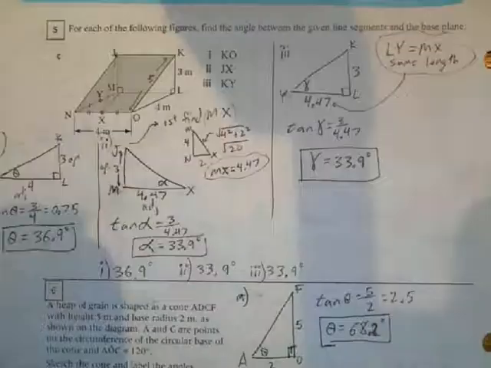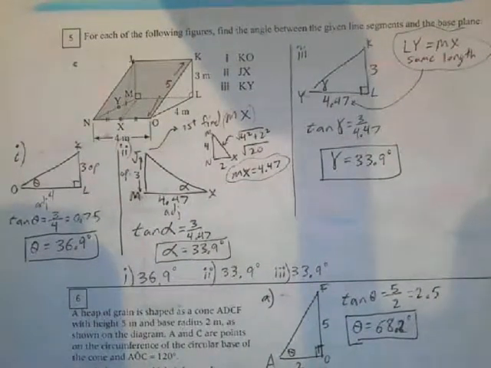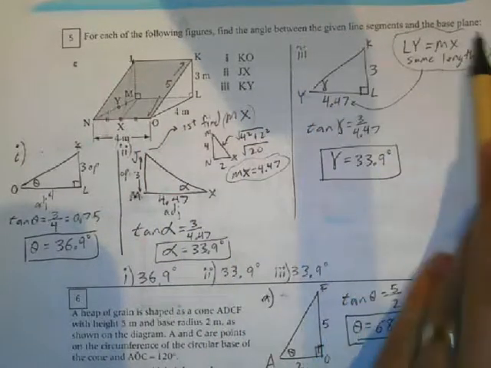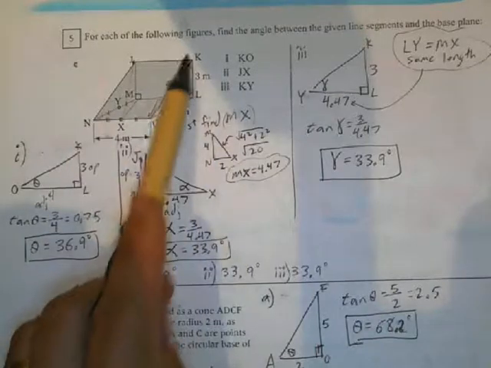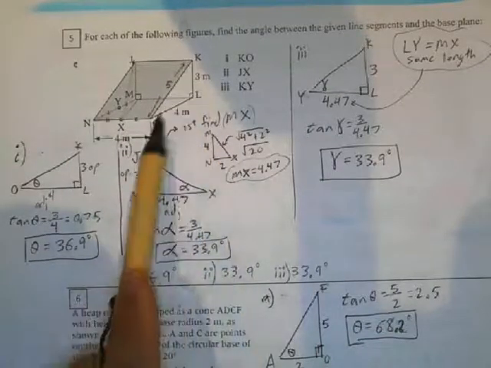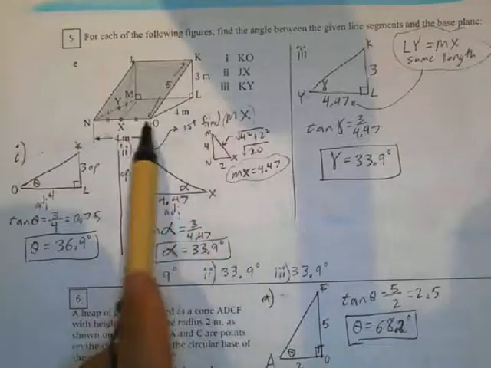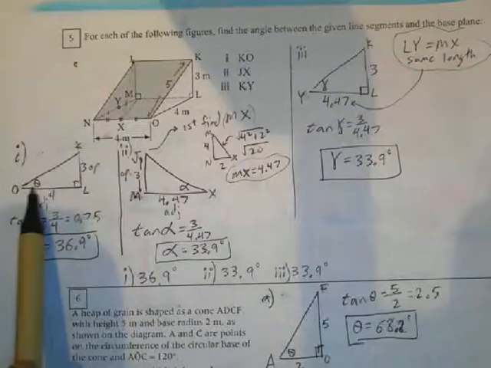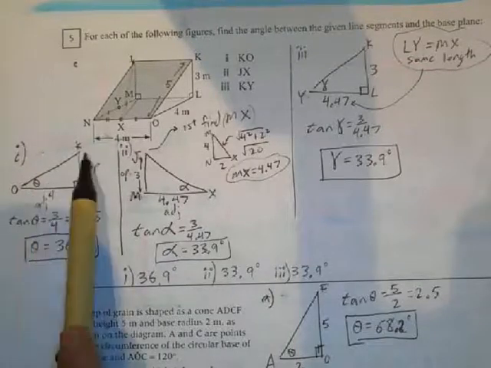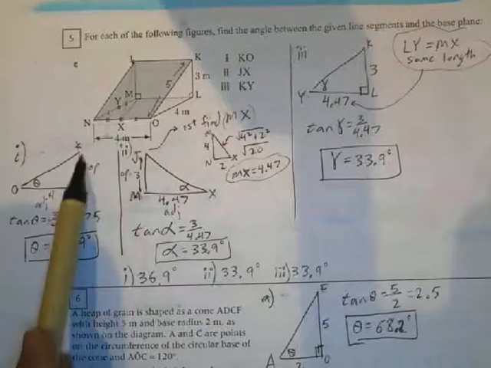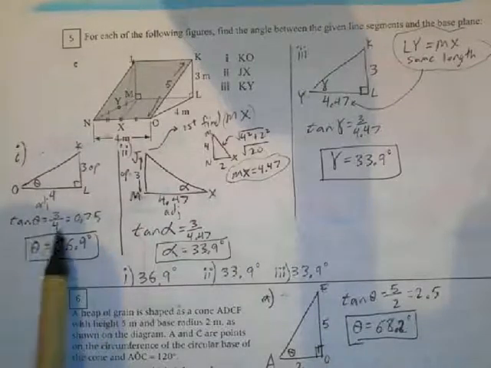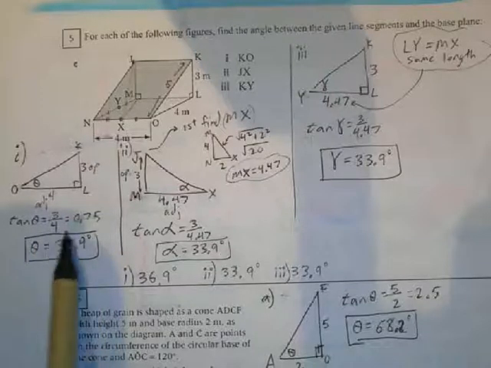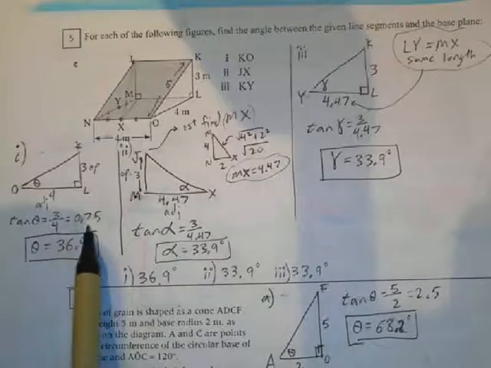Okay, question, second to last page, or last page. Okay, so for each figure, find the angle between the given segment and the base. So KO is right there. So to figure out this angle between KOL, I know that the height is 3, the base here is 4, so I don't need to do Pythagorean Theorem at all. Opposite side is 3, adjacent is 4. I'm going to use tangent since it's opposite over adjacent, and then I do inverse tan of 0.75, and I get this angle.